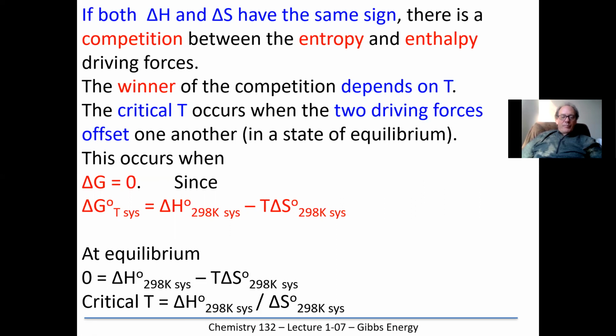Very useful. So we are going to rearrange that equation. And again, all I've done is added T delta S to both sides. And then I've divided both sides by delta S to isolate the temperature. So the critical temperature can be found whenever we take delta H at 298 for a system and divide it by delta S at 298 for a system. Because again, delta H and delta S are temperature independent for the most part.